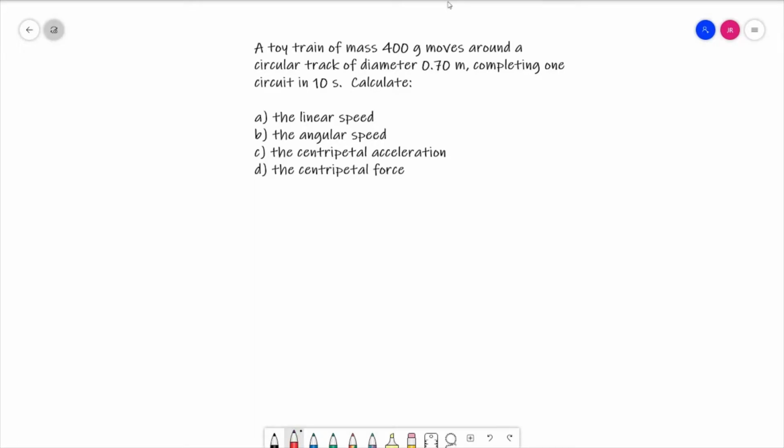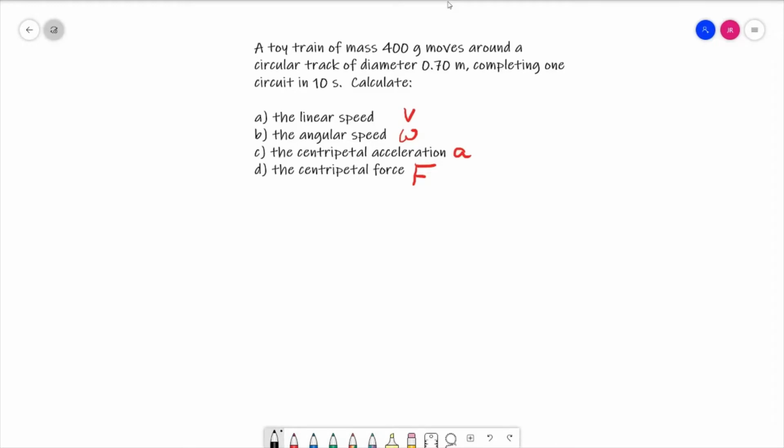So hopefully by now you've had a go at that, and let's go through how we're going to calculate it. Firstly, let's remind ourselves exactly what we're going to be calculating. For linear speed, we are calculating v in our equations. For angular speed, we're measuring omega, centripetal acceleration we're measuring a, and centripetal force we're measuring F. So let's look at the linear speed first.